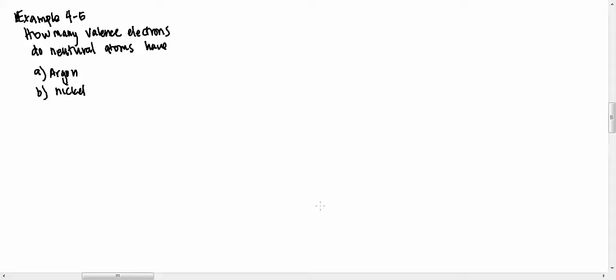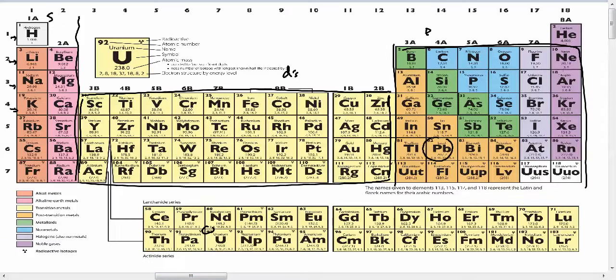Hey, how's it going? So what we want to do is find how many valence electrons the neutral atom of these elements has. And notice how I emphasize the word neutral atoms. The reason is that if we look up how many protons argon has, it has 18 protons. I'll show it to you right here. It's got an atomic number of 18, which basically tells me that there are 18 protons.